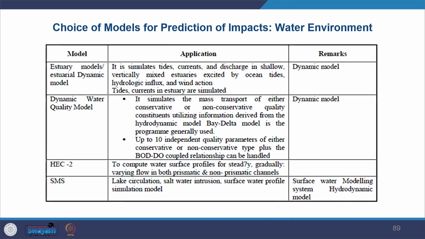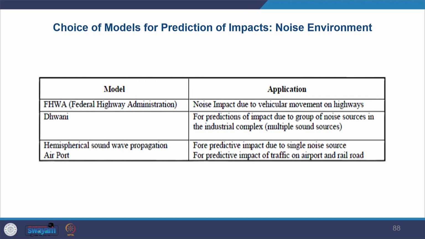And like you will see the dynamic water quality model, it simulates the mass transport of either conservative or non-conservative quality, how that entire hydrodynamic model will work. And then you have HEC2 to compute water surface profile in the steady situation, gradually varying flow in different kinds of channels which are there, and then what kind of circulation and salt water intrusions would happen. So all these models can undertake that work.